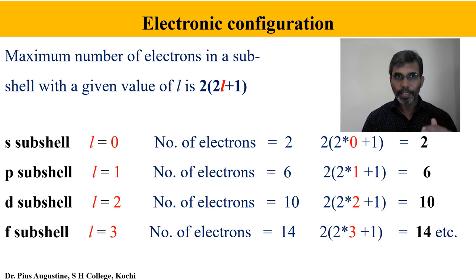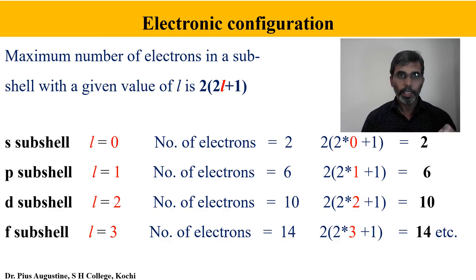If you proceed like that, you can try 2 into (2l plus 1) for various subshells. It is shown in the slide. For s orbital or s subshell, l is equal to 0. So 2 into (2 into 0 plus 1), that is 2 into 1, which is equal to 2. That is, there are 2 electrons in s subshell. For p orbital, l is equal to 1. So again you apply that equation, 2 into (2 into 1 plus 1), that is 2 into 3, which is equal to 6. That is matching. There are 6 electrons in p subshell.